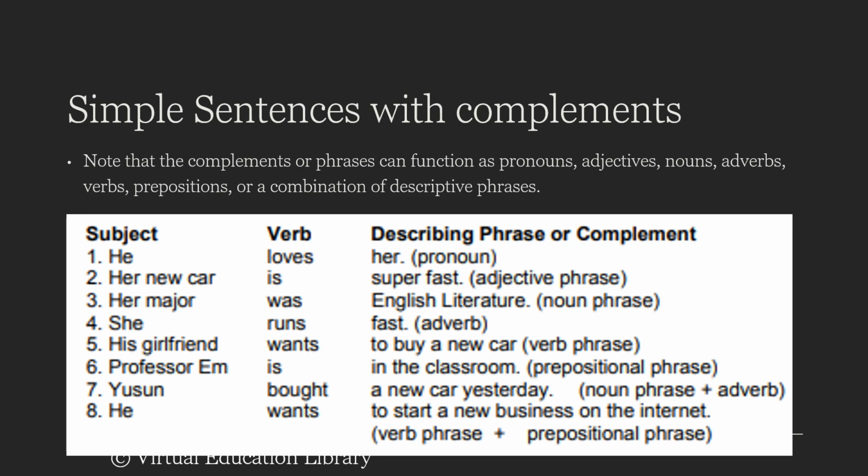Professor M is in the classroom. Yusun bought a new car yesterday, so there is a noun phrase and adverb. He wants to start a new business on the internet, so in the complement there is a verb plus prepositional phrase, and all these are used to describe the phrase, because he wants is a phrase, Yusun bought is a phrase, Professor M is a phrase. So with phrases there is a need for description or a complement.